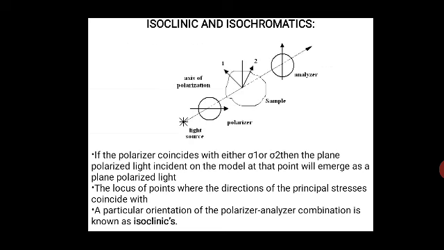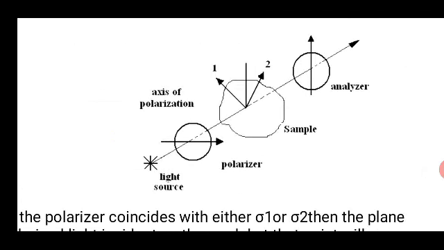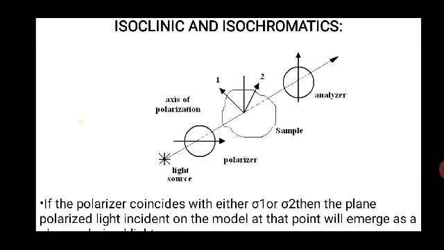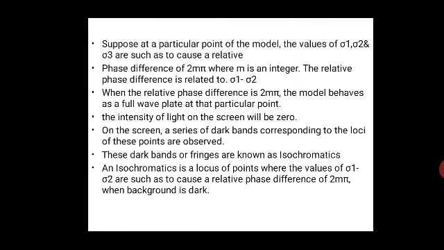You can observe in the sketch the sample and the analyzer. After the analyzer, we can observe the fringes. These dark bands of fringes are known as isochromatics. Therefore, an isochromatic is a locus of points where the values of normal stress in the sigma 1 and sigma 2 directions cause a relative phase difference of 2 pi m, which is known as a dark field arrangement.